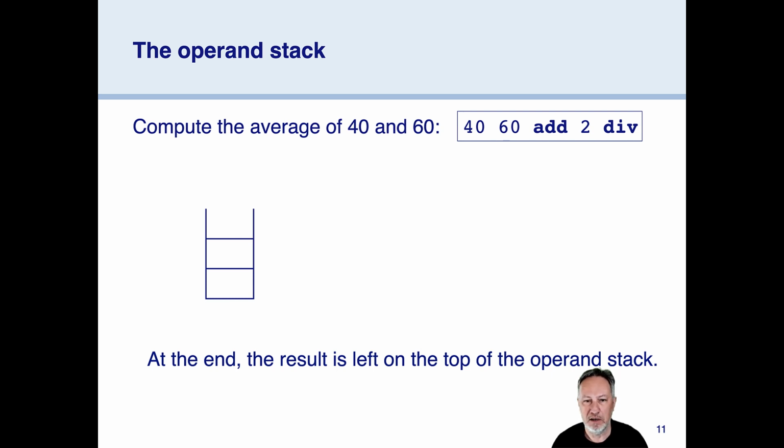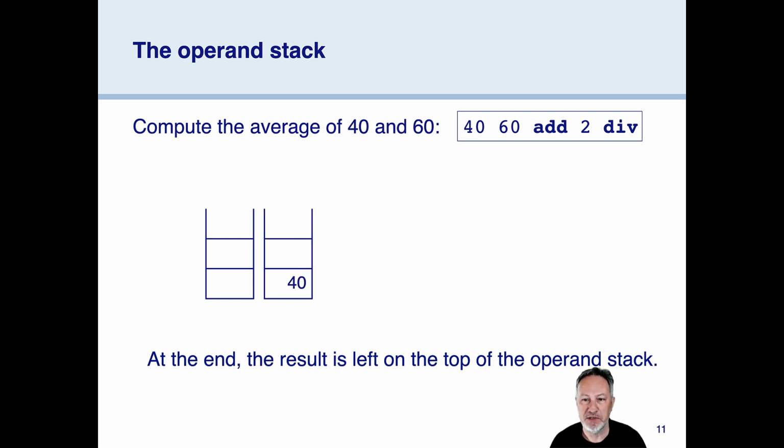What we see rendered here on the left is a visual depiction of the stack, the operand stack. When we execute this program, stuff will get pushed onto the stack, stuff will get executed, and in the end we'll have the result on the top of the operand stack. What is this going to do? Well, this is going to push 40 and 60 onto the stack, add them together, push 2 on the stack, and then divide. In other words, we're going to compute the average of 40 and 60.